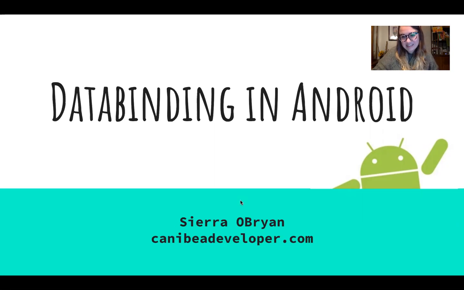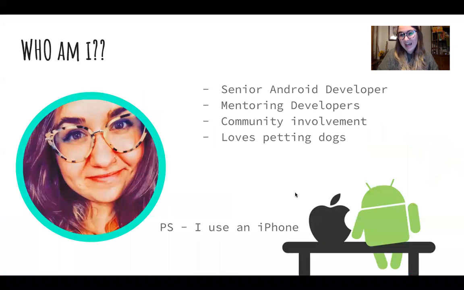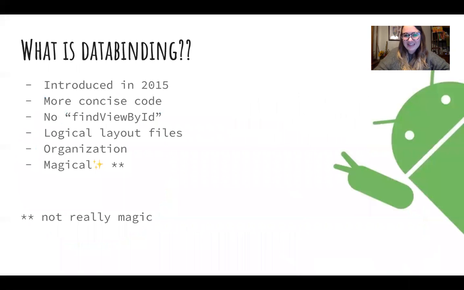A little about me to get started. I'm a senior Android developer in Cincinnati, Ohio. I really enjoy mentoring young Android developers and being involved in my community. In Cincinnati, I help run Women Who Code Cincinnati, and also I'm a global track lead for Women Who Code Mobile. A fun fact about me is that I really like dogs. And a shameful fact about me as an Android developer is that my personal phone is an iPhone, and I also love it.